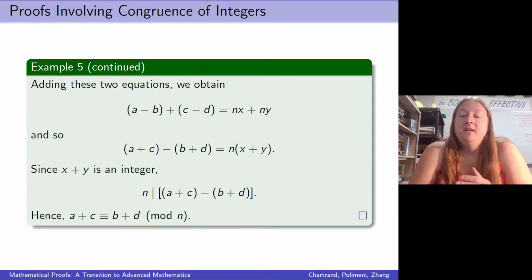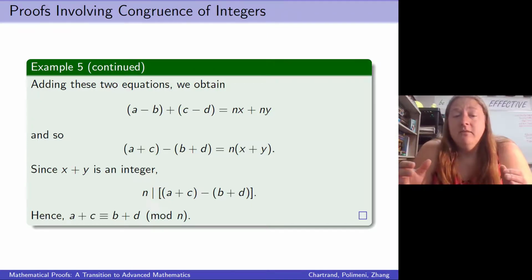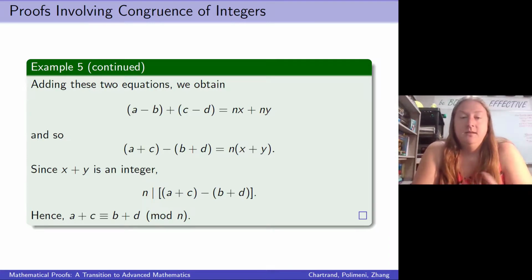Now x plus y is an integer. By the definition of divides, I have n divides a plus c minus the quantity b plus d. Now by the definition of congruence, I have a plus c is congruent to b plus d mod n. And that's what I was looking to prove.